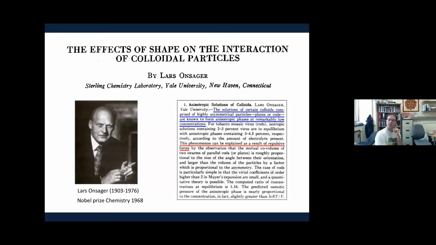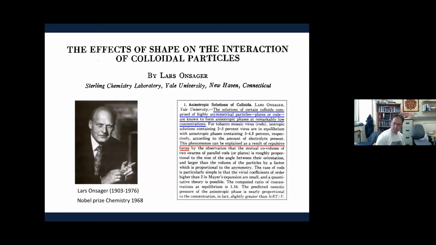Tiger, of course, who wrote this paper, entitled "The Effects of Shape on the Interaction of Colloidal Particles." I don't want to go into too much detail, but he was one of the first, or at least a landmark paper, where he said that solutions of certain colloids, this is the blue underlined bit, of highly asymmetrical particles, be it plates or rods, can form these anisotropic phases at very low volume fractions. And this can be explained on the basis of repulsive forces, so entropy only. So clearly shape has a massive impact on the behavior of these things.